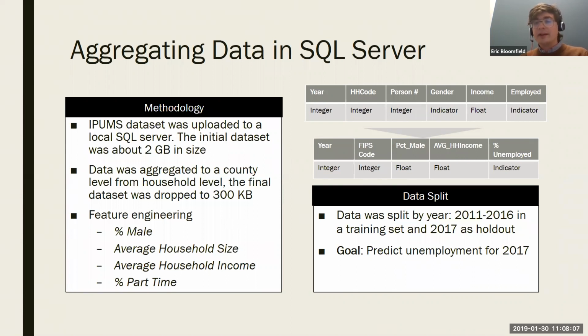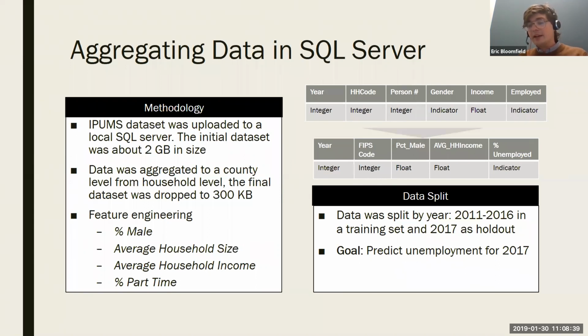So on the top right, I have a table that shows how the data looked from a person and household level, and then how it looks at a county level. So for instance, we have an indicator variable called gender, which is 1 for male or 0 for female. We can't use that at a county level, so we needed to change that to % male at the county level. We also have things like average household size, average household income, and % of workers working part-time.